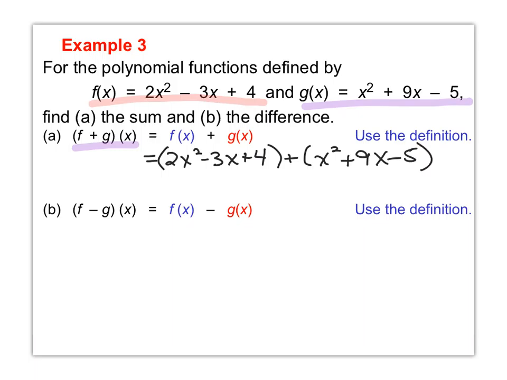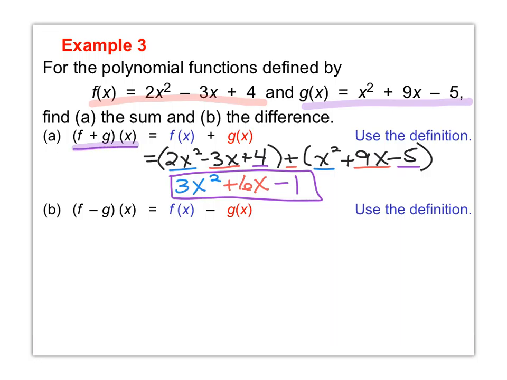And when we're adding these polynomials, like we did in the last section, we are combining like terms. So we have the first 2x squared and we're adding another x squared to it. That's going to give us 3x squared. And then we add the linear terms, the minus 3x and the plus 9x. We're adding that to get a positive 6x. And then we're adding the last terms as constants, 4 plus a negative 5 to get minus 1. So this is how we can write our answer for the sum of f of x and g of x, or, written in this way, in parentheses, f plus g of x.